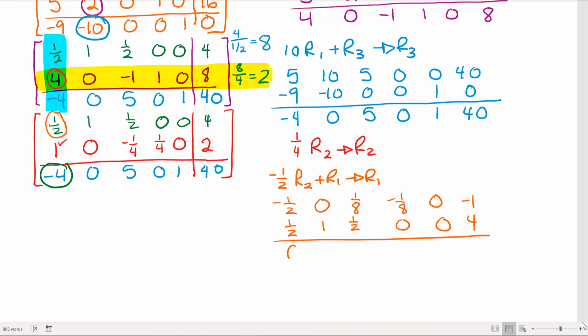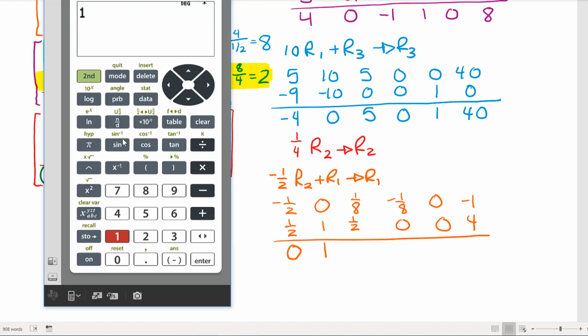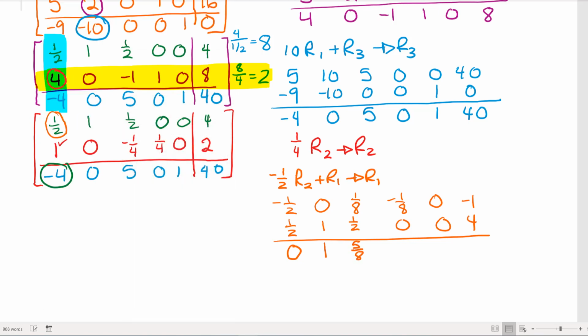Negative 1/2 plus 1/2 is 0. 0 plus 1 is 1. 1/2 plus 1/8, go ahead and use a calculator if you want. 1/8 plus 1/2 is equal to 5/8. Negative 1/8 plus 0 is negative 1/8. 0 plus 0 is 0, and negative 1 plus 4 is 3.